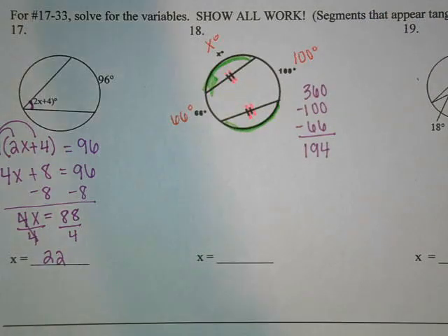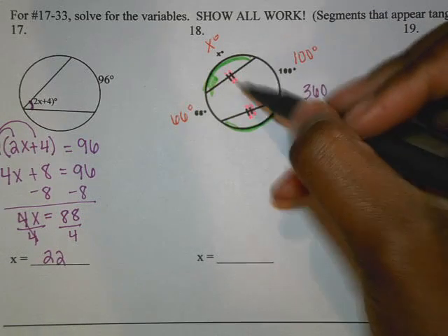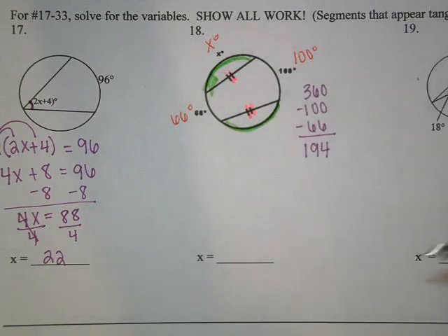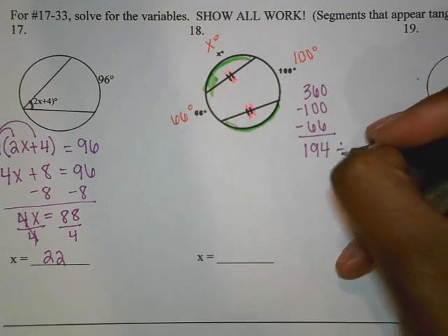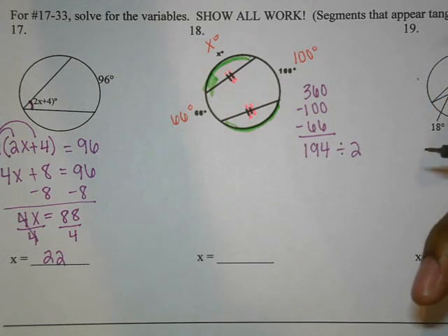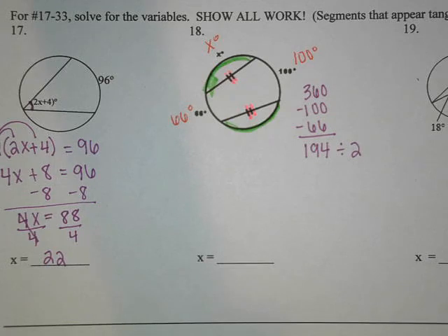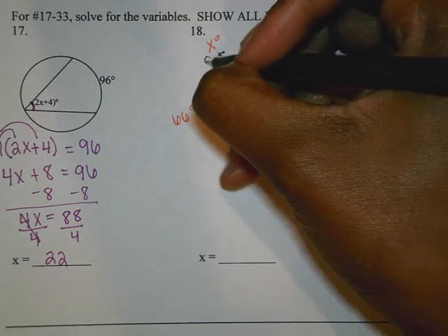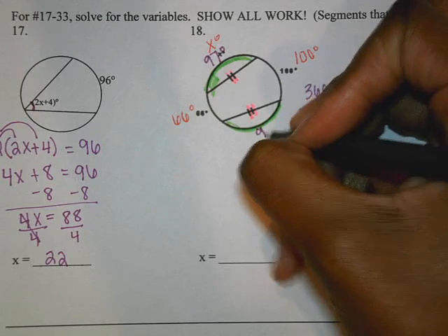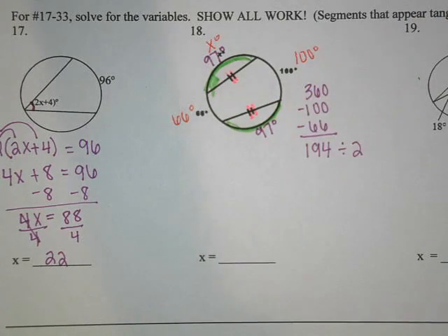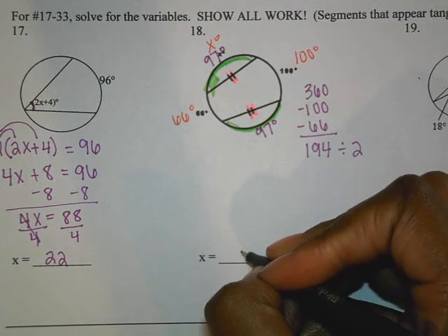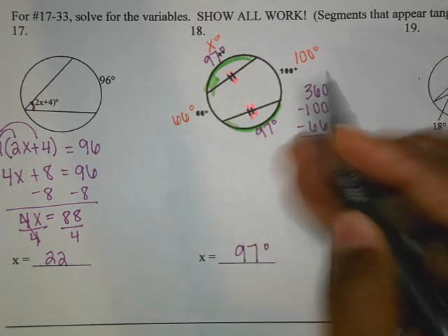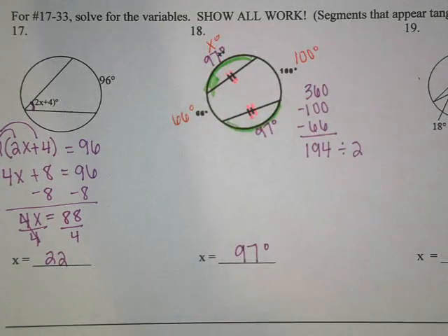Because I know that these two chords are congruent, that means that these two arcs are also congruent. So we're going to divide by 2. If you do 194 divided by 2, you get 97. So that means that this piece over here is 97 degrees and this is 97 degrees. If I were to add up all those 4 numbers, I would get 360 degrees. So my x degrees over here is 97 degrees.